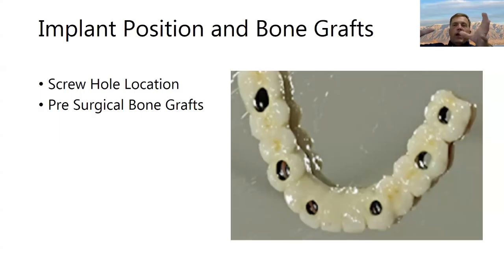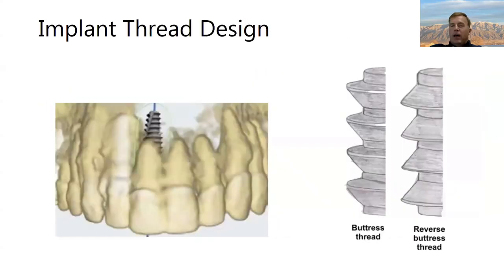So again, it shows how getting the prosthetic tooth plan early is so important because it guides everything, including potential grafting. Implant thread design. Who cares about that? It's just a marketing thing. Well, kind of.